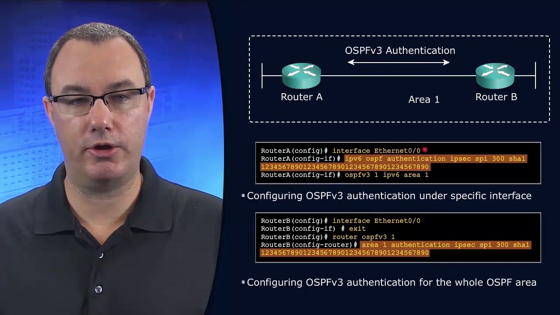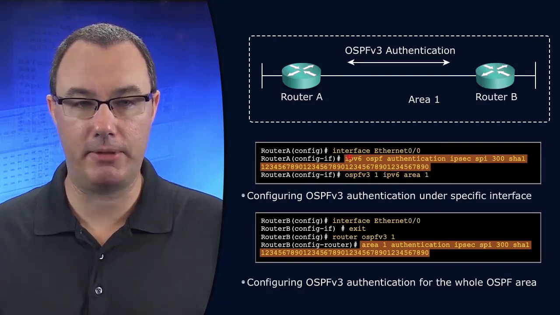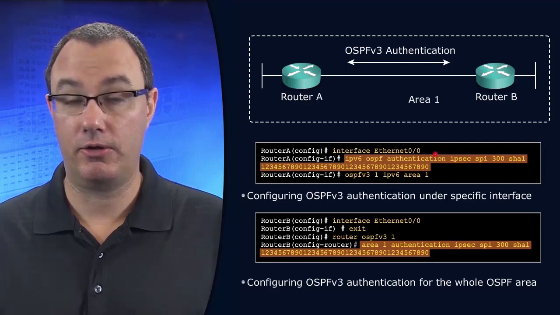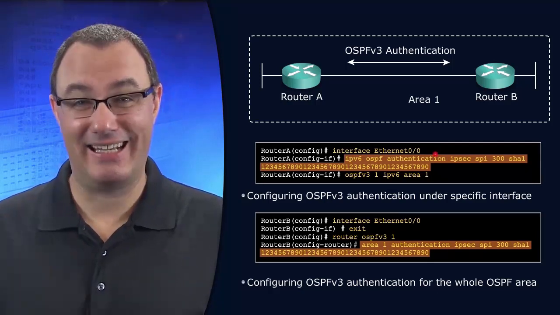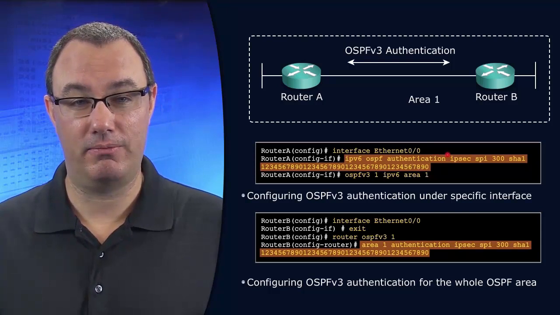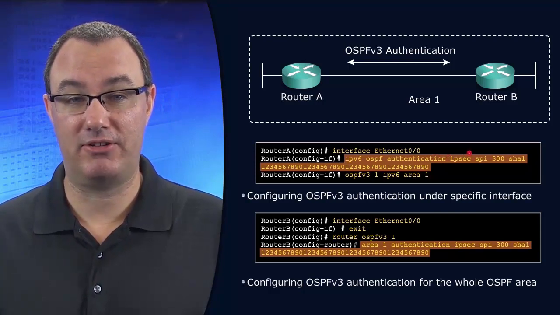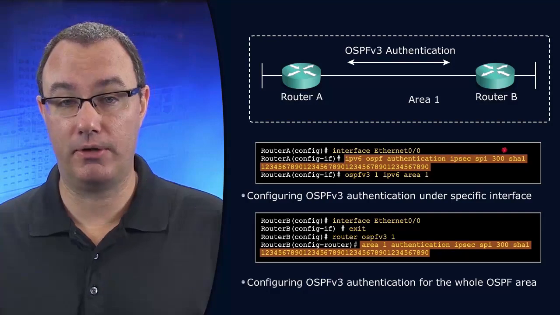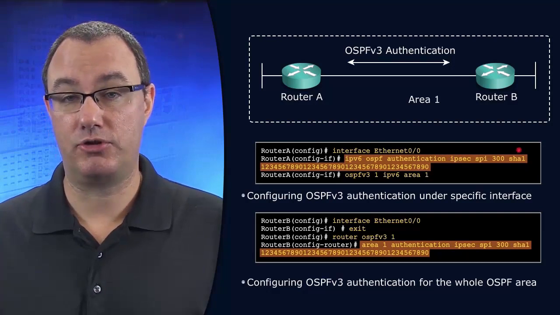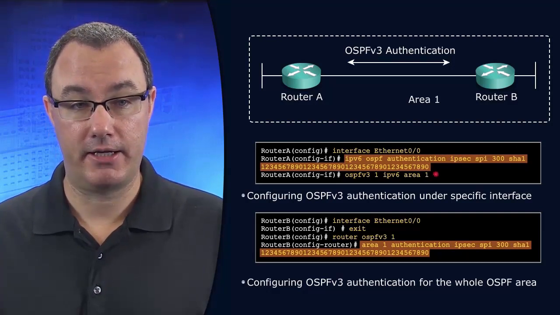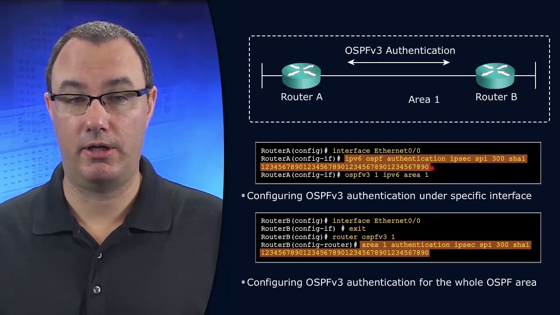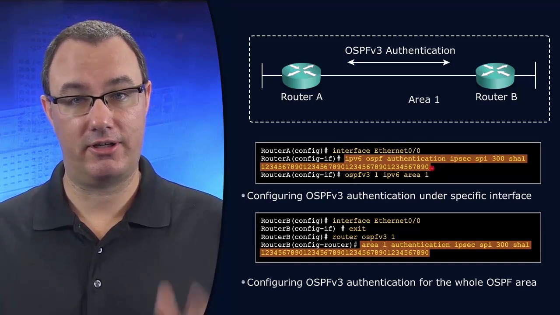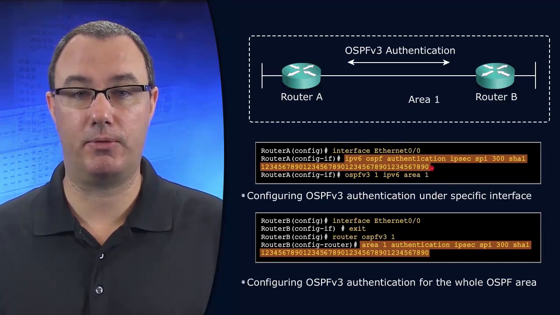So we go into interface configuration mode, IP OSPF authentication. Notice it's only one command, by the way. We don't have to set the mode and then the key. We say, I want to run IPsec. My SPI is 300. I want to use SHA-1 instead of MD5. And then I'm going to put in a very long hexadecimal value. Get this working on both sides, and you're going to have neighborship up and running.